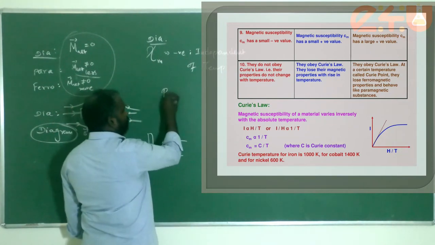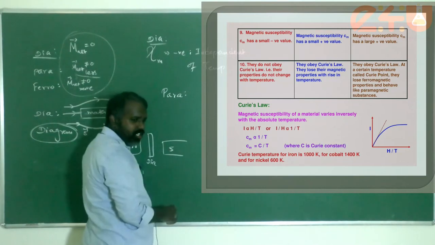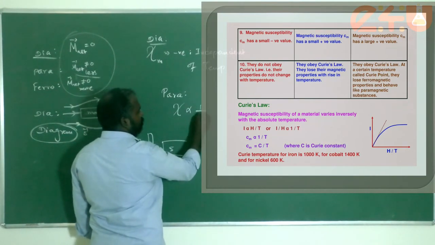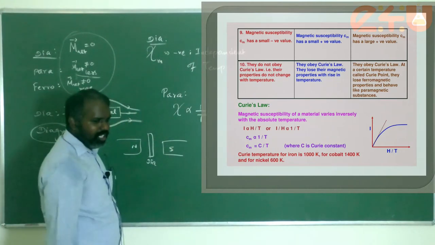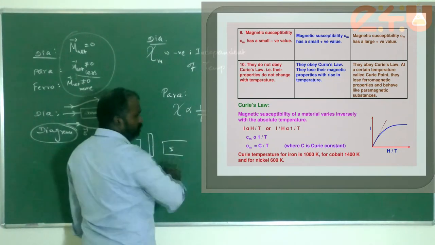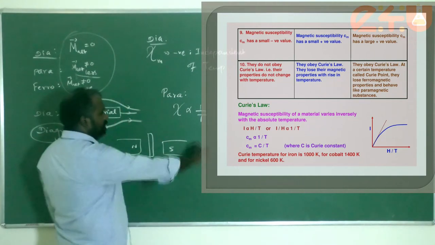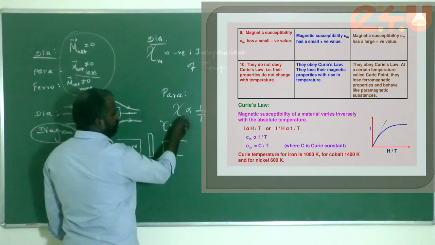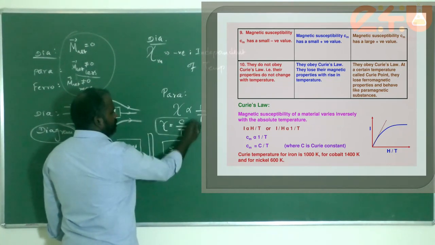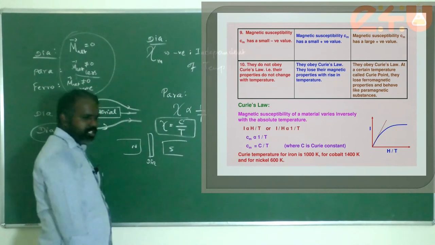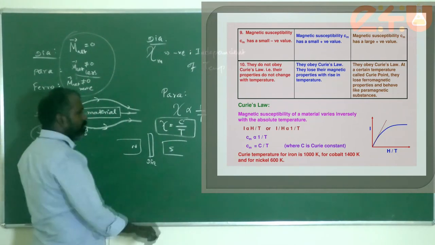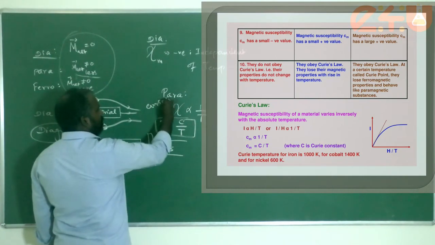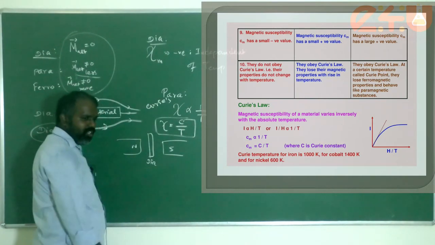For paramagnetic material, Curie's law says that the magnetic susceptibility is inversely proportional to temperature. Magnetic susceptibility is inversely proportional to what, children? Temperature. That is, chi is inversely proportional to T, or we can say chi is equal to C by T, where C is called the Curie constant. Where C is called what, children? Curie constant. So this is Curie's law for paramagnetic material.